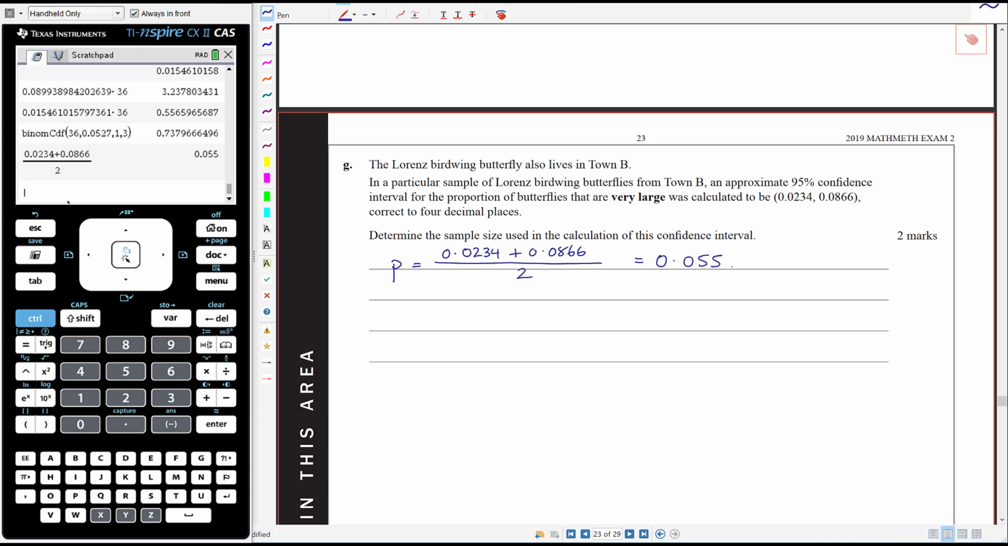Okay, and then we know that the margin of error is going to be, well, we can do it a couple of ways. We know that let's say the bigger endpoint of the confidence interval, 0.0866, is going to be equal to P plus 1.96 times the square root of P times 1 minus P over N. Now we know P. Now that 1.96, remember that comes from your standard normal variable. Because we want a 95% confidence interval, we calculate that value of 1.96 from that 95% confidence interval.